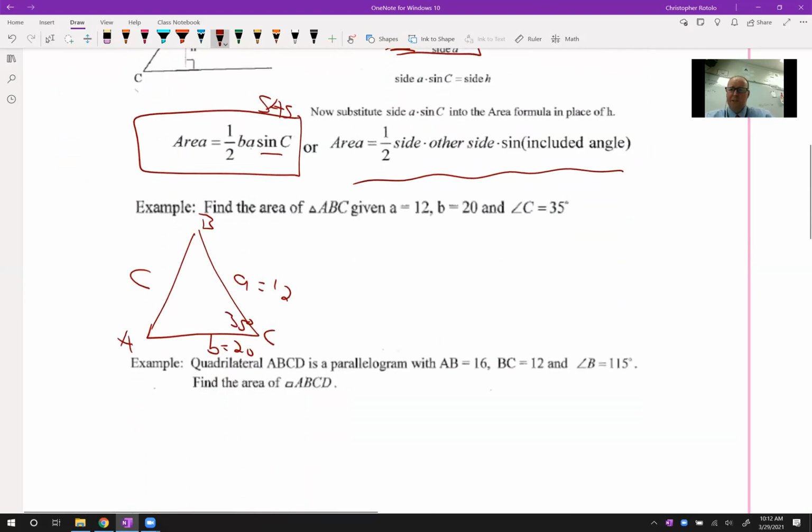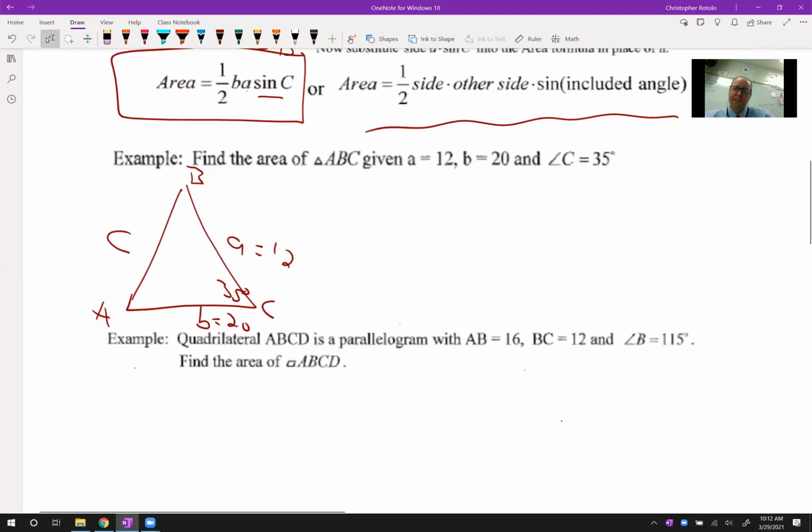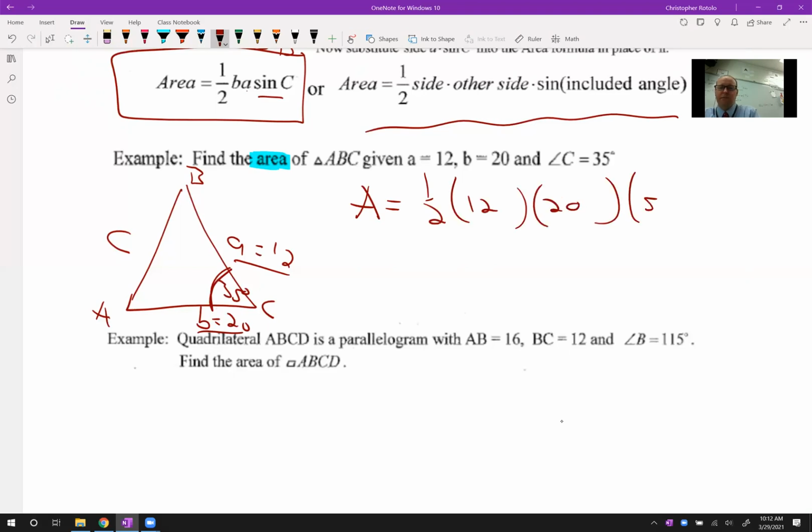Okay, so we're going to continue giving some of the same type of triangle problems, except we're going to take out different information. It's all based on what you have and what we're asking for, right? The key today is I'm asking you for the area. So we need to do a little bit of work to get there. Here's what I have: triangle ABC, side A is 12, side B is 20, and angle C is 35. If I want to find the area, I have a side, an angle, and a side. So it's 1/2 times 12 times 20 times the sine of 35.